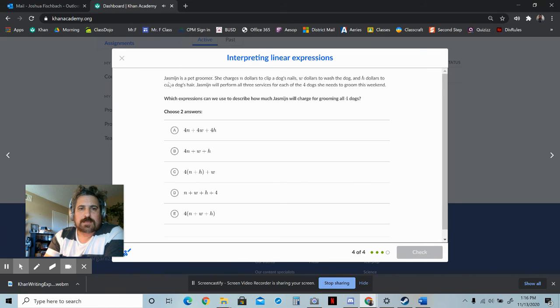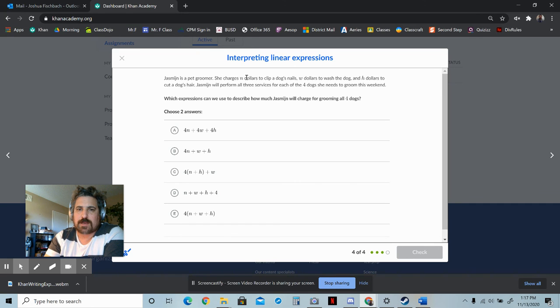Okay, Jasmine is a pet groomer. She charges N dollars to clip a dog's nails, W dollars to wash the dog, H dollars to cut a dog's hair. Jasmine will perform all 3 services for each of the 4 dogs she needs to groom this weekend. Which expression can we use to describe how much Jasmine will charge for grooming all 4 dogs? Well, for every dog, right, she's going to get N dollars for the nails, W dollars for the wash, and H dollars for the hair.